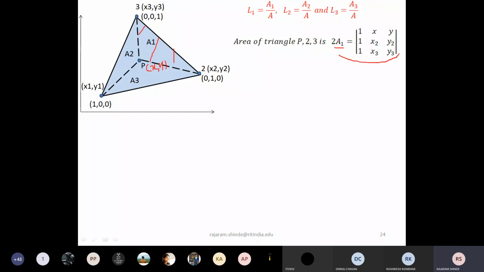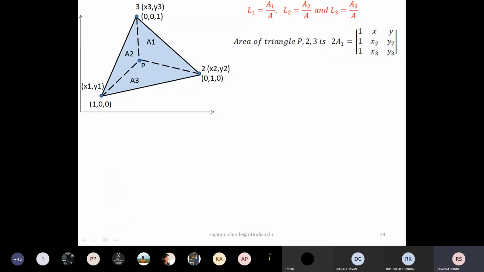Can I write this equation? You check it, whether it is correct or wrong. Pandit, whether it is correct? It is the determinant of the matrix formed by the coordinates. You can see here, I will show you.